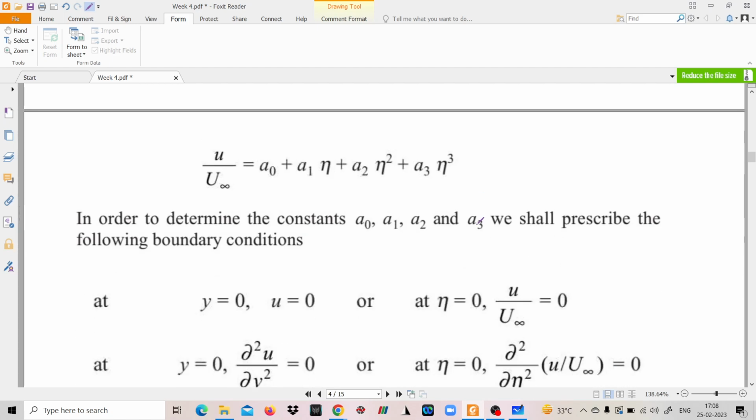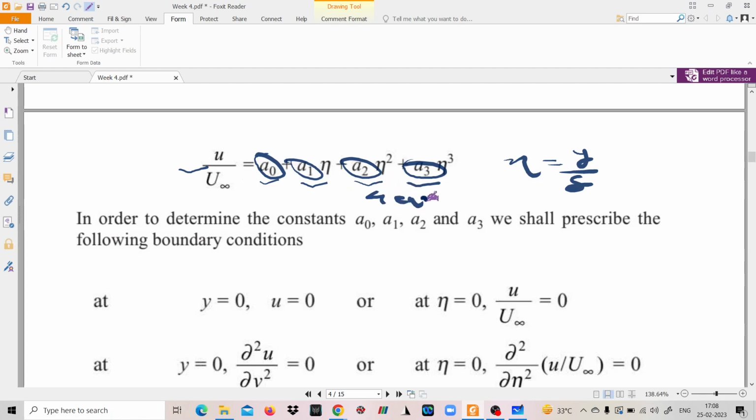As it is given that you need to adopt a cubic velocity profile, u by u infinity is the velocity profile a0 plus a1 eta plus a2 eta square plus a3 eta cube, where eta is equal to y by delta. Now as I mentioned, the challenge is to determine the values of these coefficients a0, a1, a2 and a3. So there are 4 unknowns, and in order to obtain them you need 4 equations.